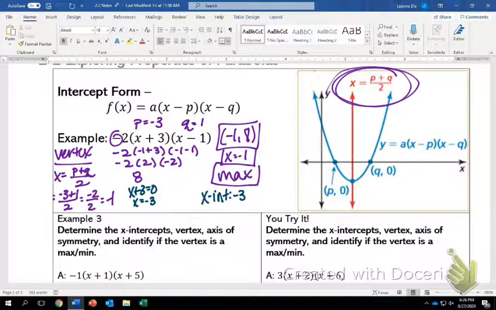Do the same thing for the other parenthetical statement. X minus 1 equals 0. Bring over that 1 by adding, and we'll end up with a positive 1. So my x-intercepts are going to be at negative 3 and positive 1. So what is that going to look like? Well, after I do this, I can easily get an idea of what my picture is going to look like.